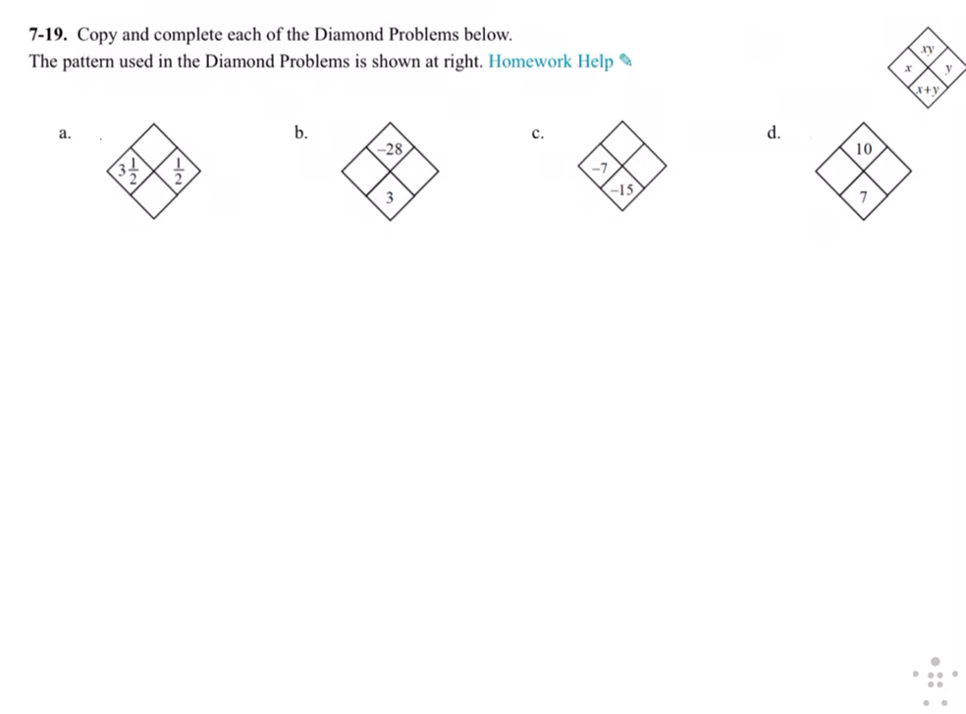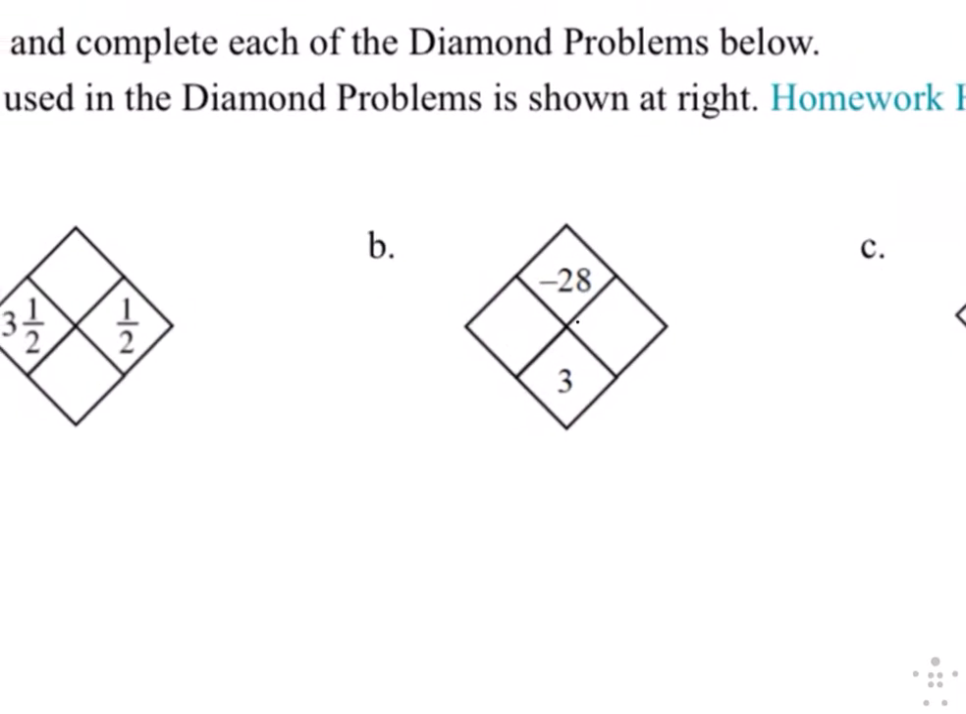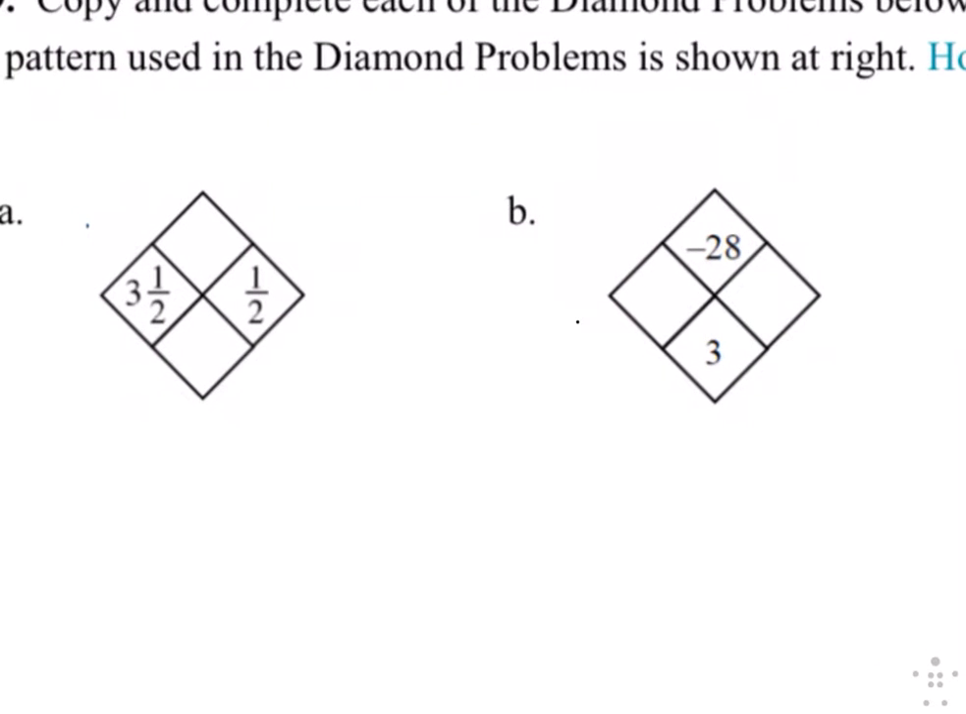Okay, 719, they want diamond problems, right? So let's do this. I'm going to make it bigger so they'll fit, right? So let's do A and B first, and then we'll do C and D. Okay, so for the numerator, we have to multiply, right?